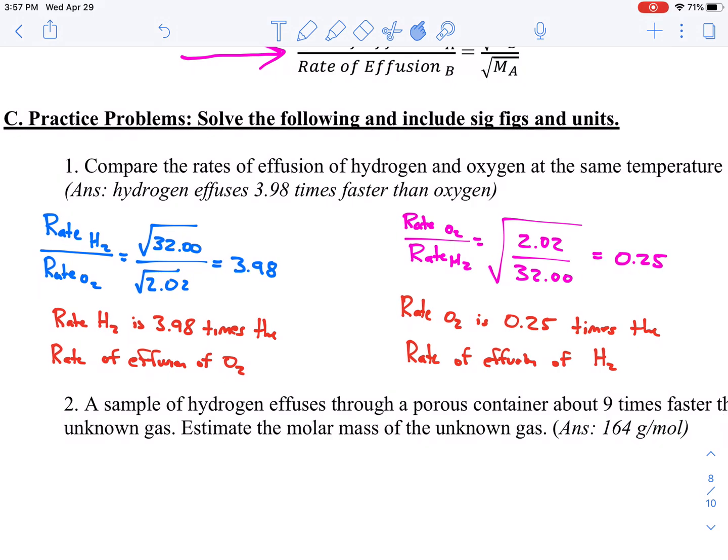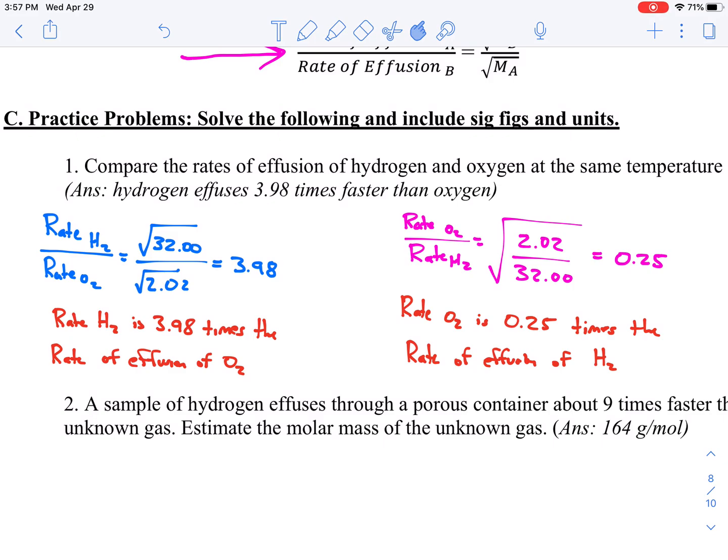And so if you look at those two things, even though the numbers look like we've done something totally different, they say the same thing, right? In one case, we say that hydrogen is moving about 4 times faster. In the other case, we say that oxygen is moving about 1/4 of the speed, or 4 times slower. So they mean the same thing. You can do it either way. Either of those would be considered correct.